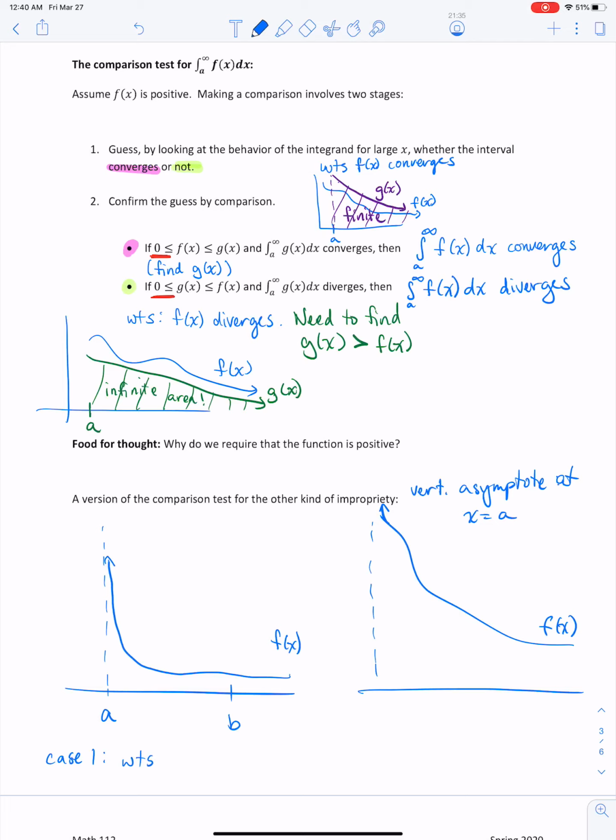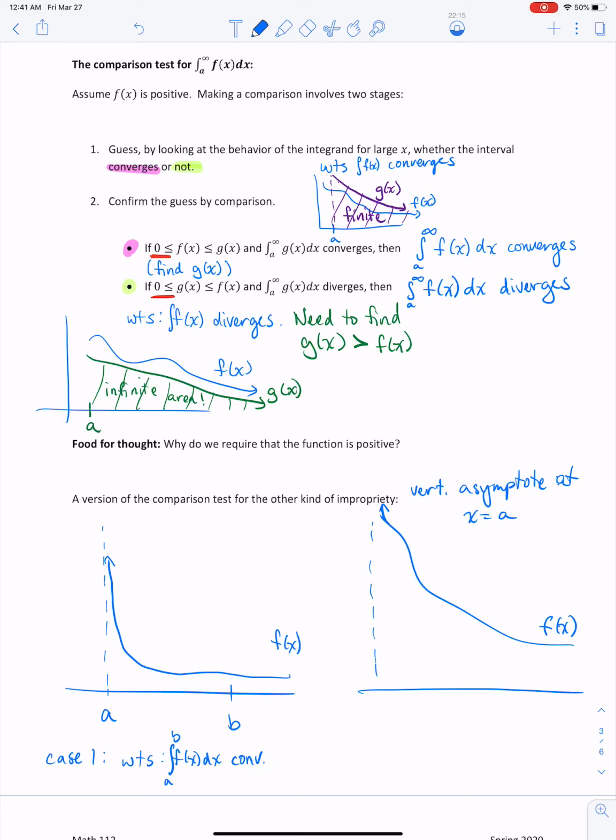we wish to show that the integral diverges. So I guess what I should be saying up here, we're not really saying whether or not f of x converges. We're trying to say that the integral of f of x converges. So let me just add an integral sign here. So suppose we want to show that the integral of f of x dx from a to b converges.